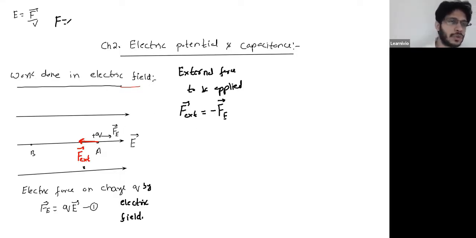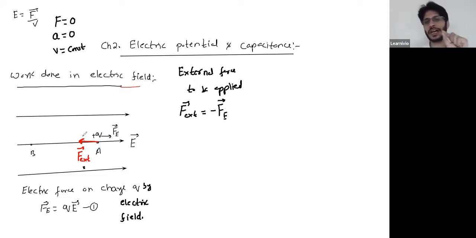It's a very common misconception that if the force acting on a body is zero, that means the body is at rest. Zero force means zero acceleration, and zero acceleration doesn't mean that the body is always at rest. It means that the body is moving with a constant velocity. So when I'm writing that F external is equal to minus Fe, it doesn't mean that the charge is at rest. The charge is actually moving from A to B with a uniform velocity. That's why I'm writing F external is equal to minus Fe.